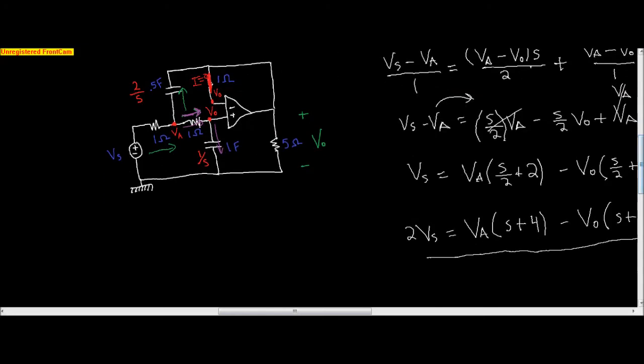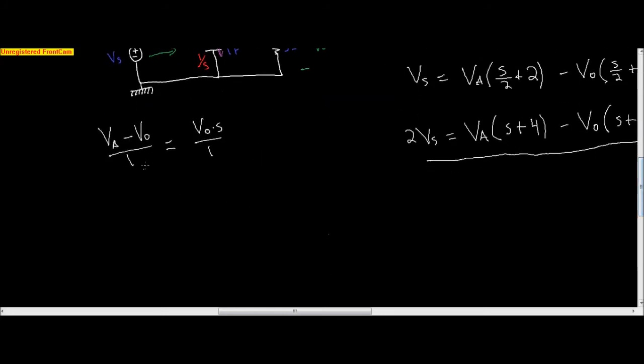So how does that help us? You're going to see right now we have VA minus VO divided by 1. That has to equal VO over 1 divided by S, but because the S is on the bottom, I'm just going to move it up to the top right there. So now we have another relation, and this is what we're going to use to get the answer.